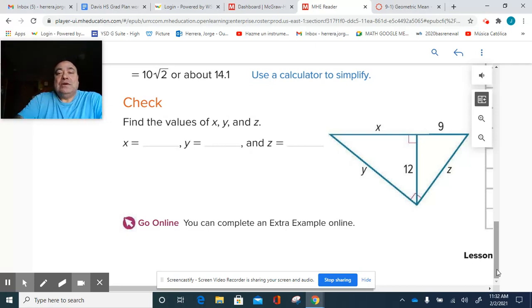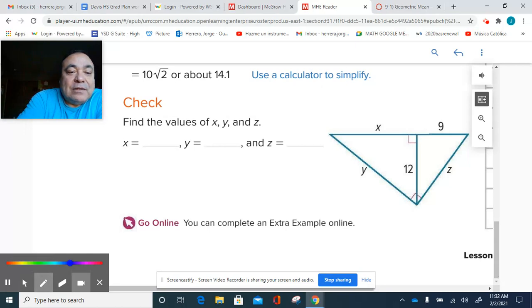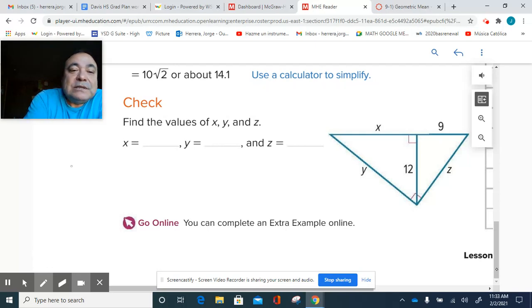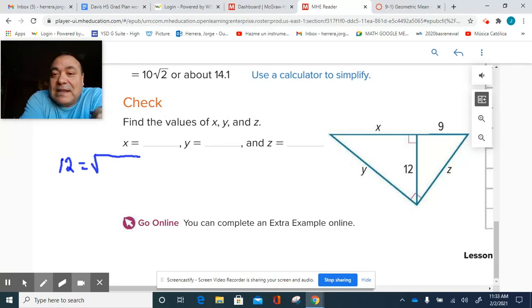To find x, you say, oh, I got this. They already have found the geometric mean. We have to work backwards just a little bit because we don't have an x over here. So for x, 12 equals the square root of what's right in front of it, which is x times 9.